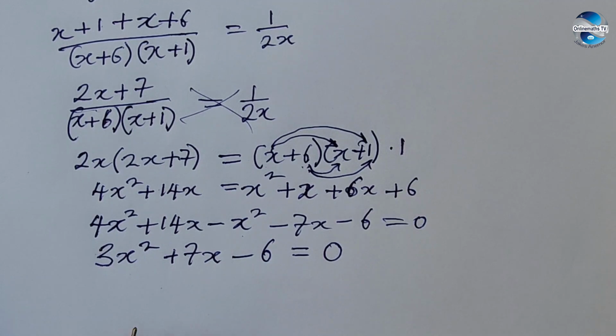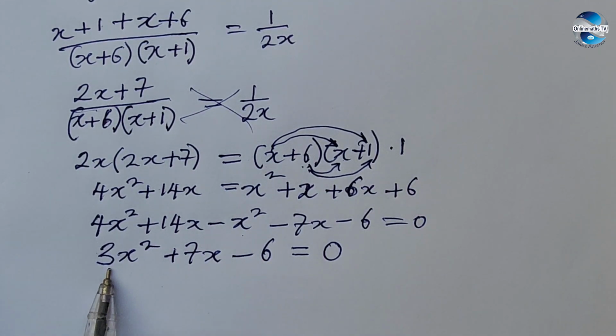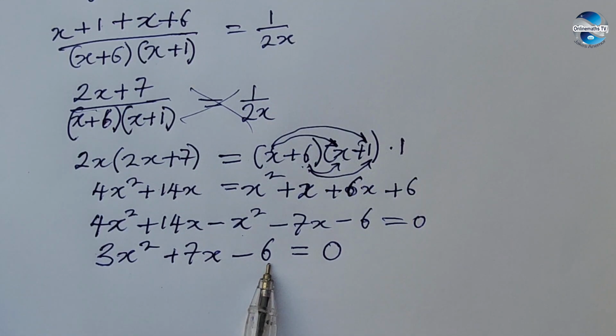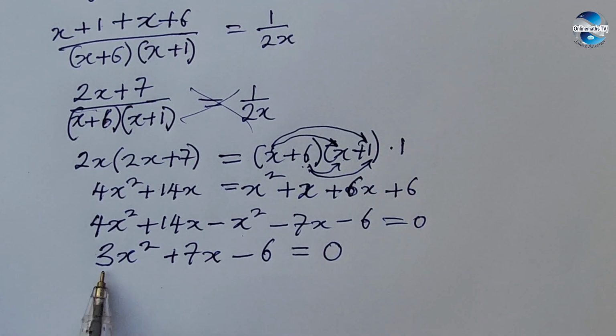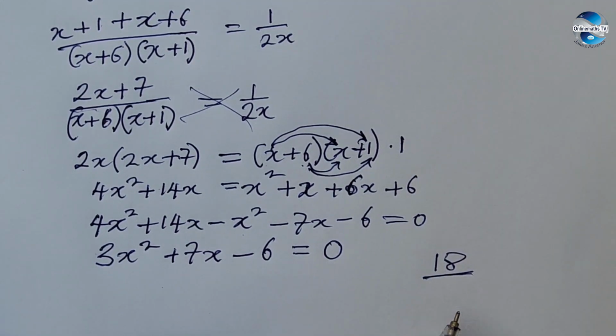All right, so how do we factorize this? It's easy. All we need to do is to multiply this 3 here by the constant here, because the coefficient of x squared is 3. So if we now have 3 times 6, that will give us 18. All right. So from here, we look for the factors of 18 that when multiplied together will give us minus 18 and added together to give us plus 7.